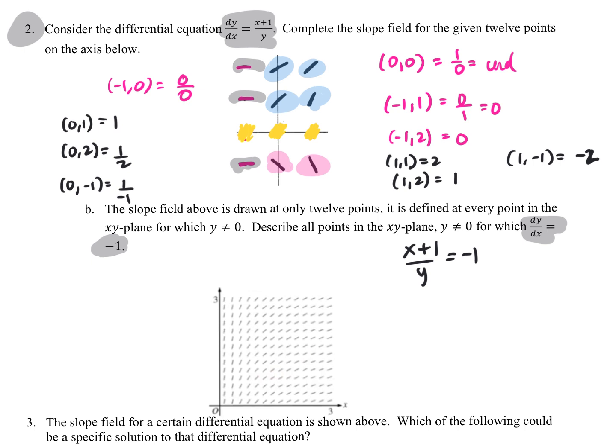You cool, Stevie? You're in the zone. So let's go multiply by y. And we get x + 1 is -y. What would my y values be? Exactly. And what that's saying is whenever my y values are -x - 1, my slope will be equal to -1. When they say describe, this is you describing it. Whenever my y's are equal to -x - 1, we're good.